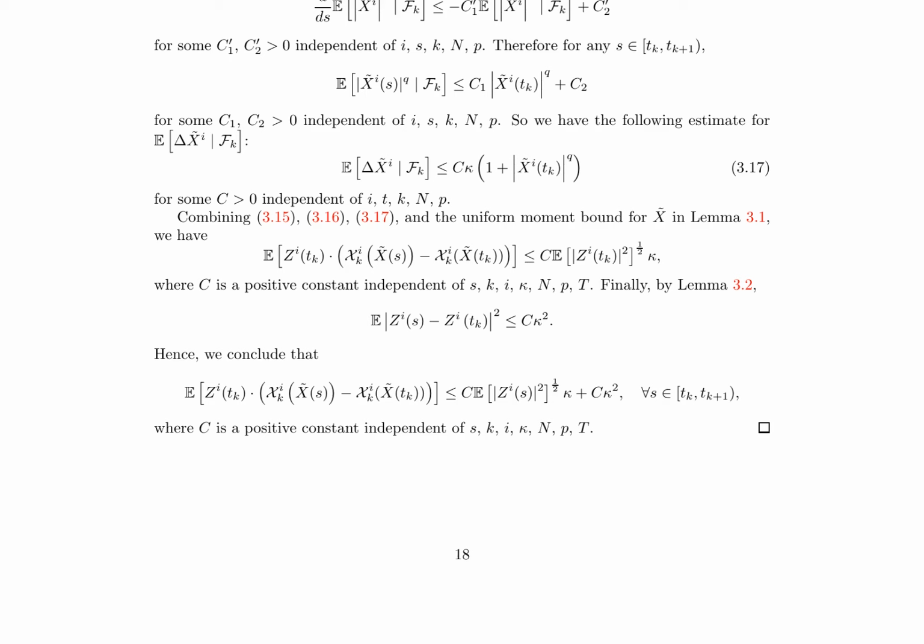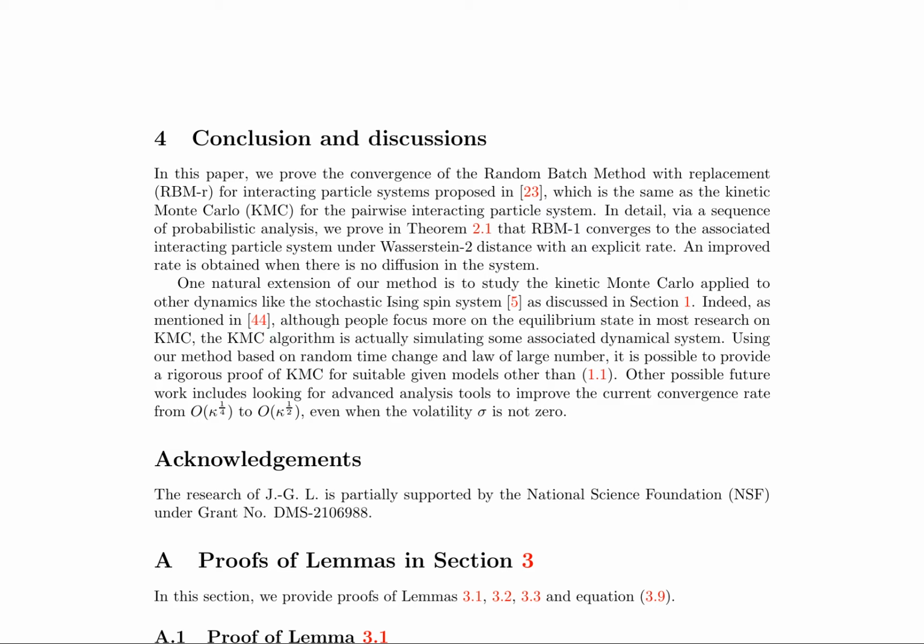The paper concludes that the error term in the RBM can be controlled by a function of the batch size and the step size, providing insights into the convergence properties of RBM. This theoretical analysis contributes to a deeper understanding of the stochastic gradient descent method with random batch sampling, shedding light on its applicability and efficiency in optimizing non-convex functions. Here is the combined summary of pages 19 and 20 of the research paper.